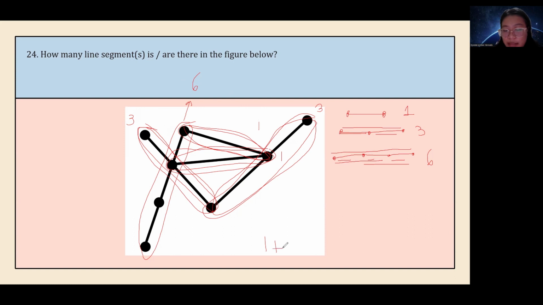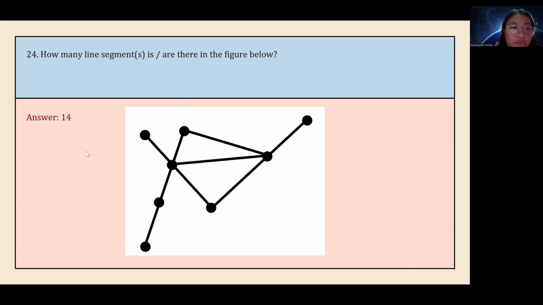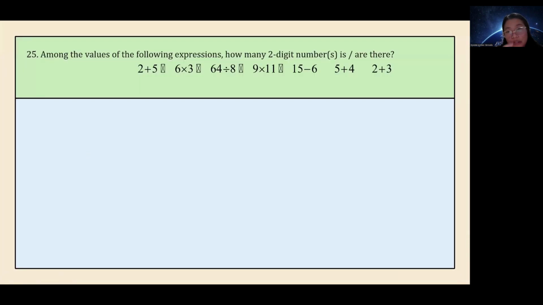Okay, so that is, I'm going to write it here. 1 plus 1 plus 3 plus 3 plus 6. 1 plus 1 is 2. 3 plus 3 is 6. 6 plus 6 is 12. 12 plus 2 is 14. Okay? So we can get 14 line segments in total. Okay, that's it. Next, let's go to number 25, which is already in the combinatorics.